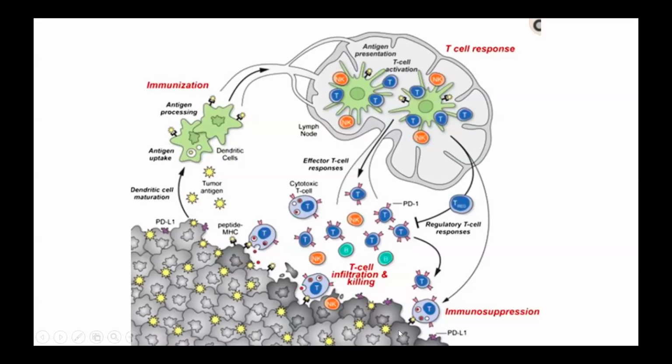But there's another problem that can happen in this cascade. On the tumor surface, there's also expression of certain proteins that are upregulated called PDL1, as you can see in the lower right-hand portion. If a T cell is allowed to bind that, even though it's activated, it will lead to the T cell being deactivated and then leading to immunosuppression.